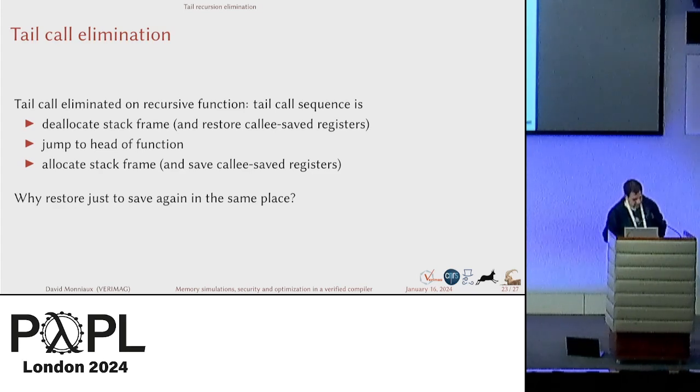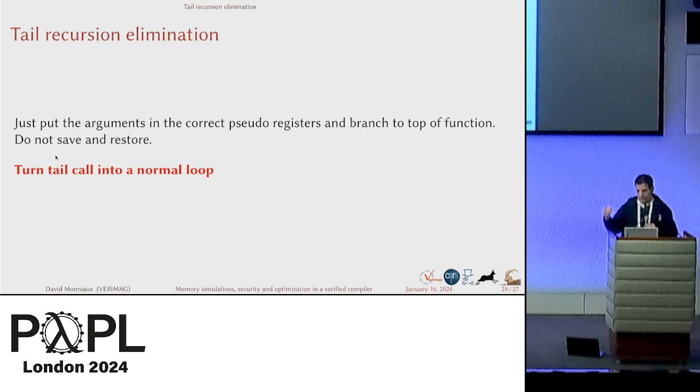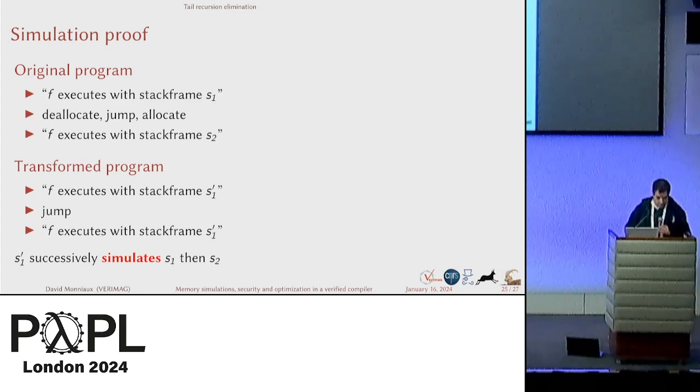And you say, why am I saving things and restoring them at the same location all the time? Ideally, what you would like is a transformation that simply replaces tail calls with a regular loop. You just stuff the arguments into pseudo registers, branch to the top of the function, and do not save and restore. And you can actually do it. The simulation proof is a memory injection. Essentially, you are simulating the stack frame of yourself when you call yourself recursively using your current stack frame. It's a bit tricky, but it works.